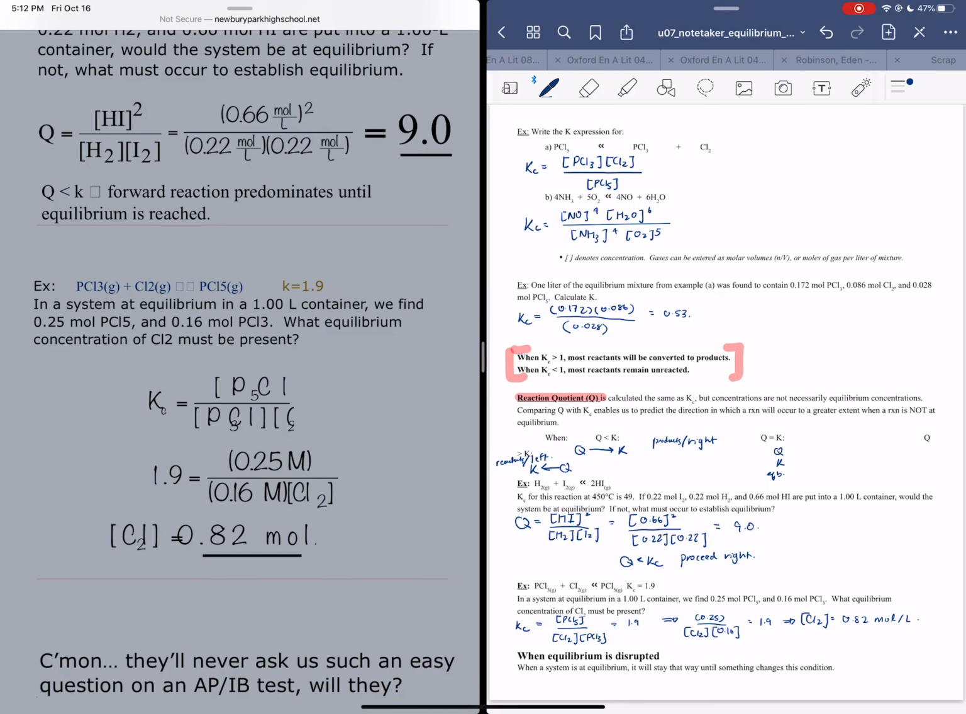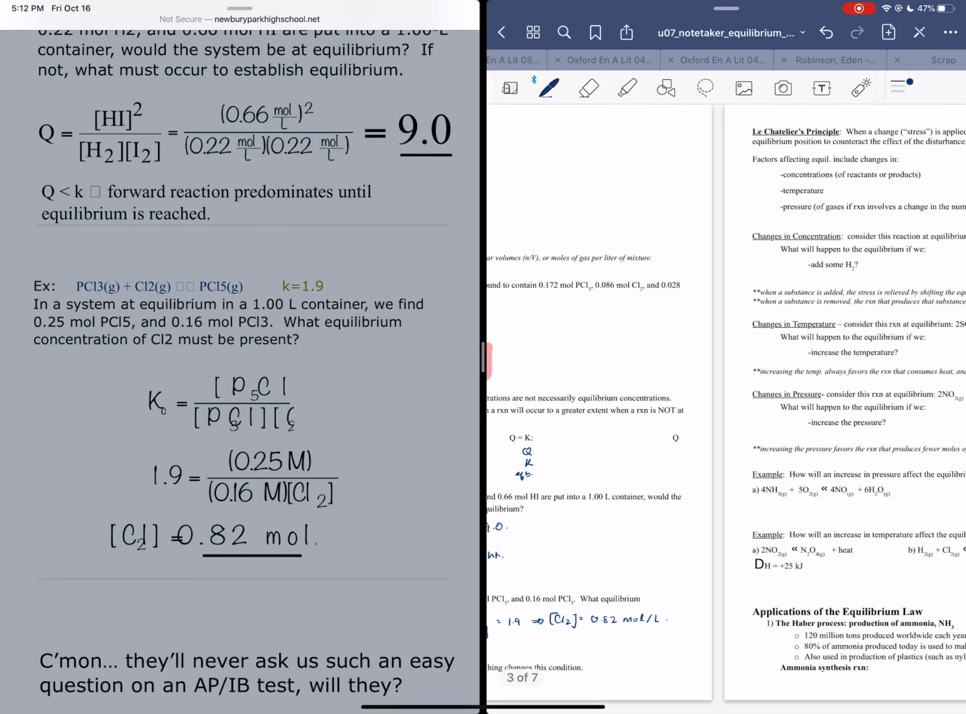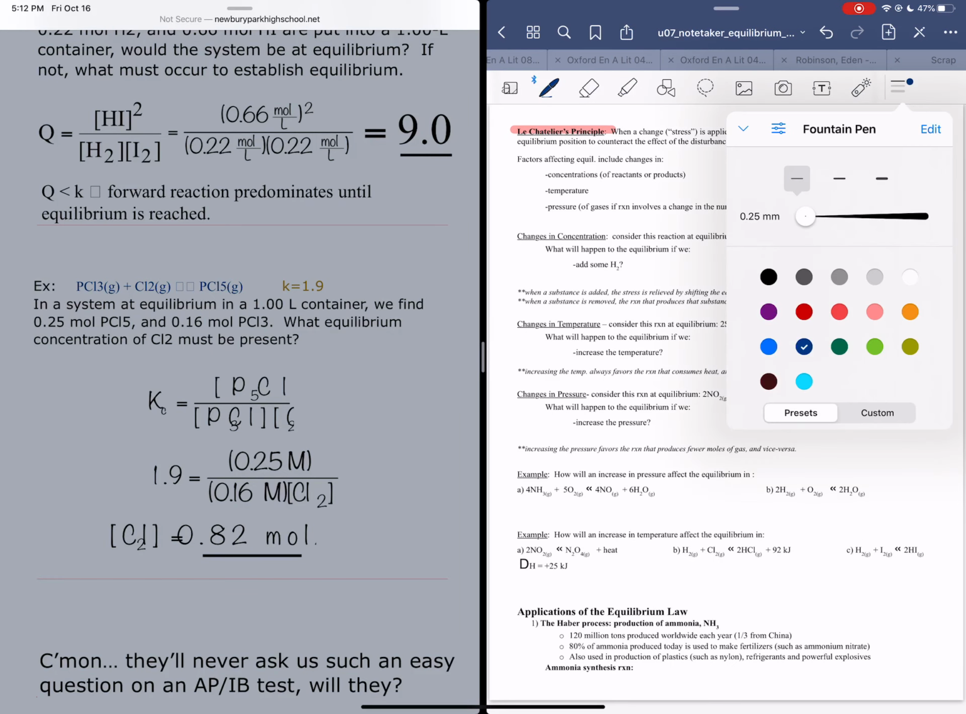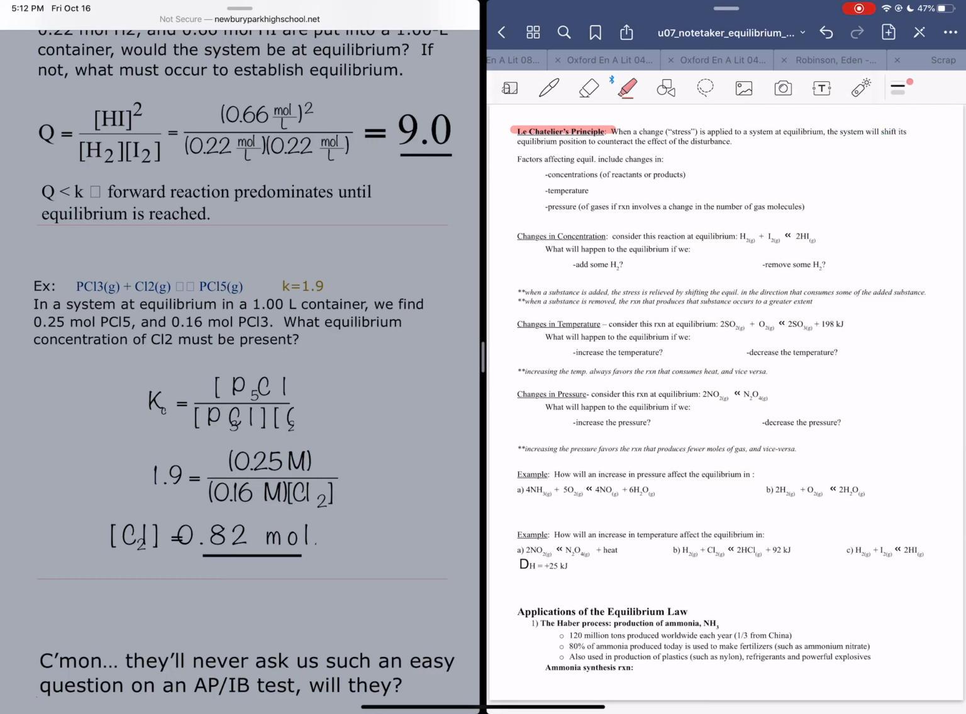Remember your units. When equilibrium is disrupted, we're going to talk about something called Le Chatelier's principle. What is that? Le Chatelier's principle is a rule that states that when you add a stress to a system at equilibrium, then that equilibrium is going to respond in a way to reduce that stress.